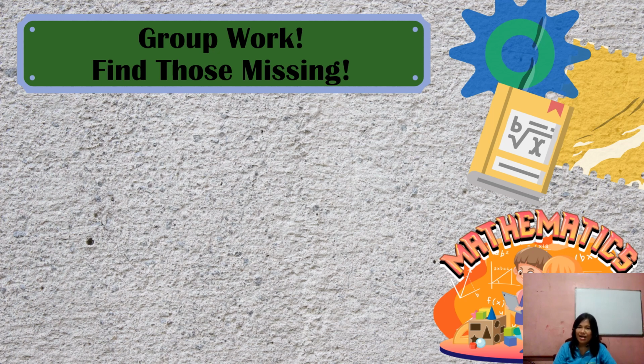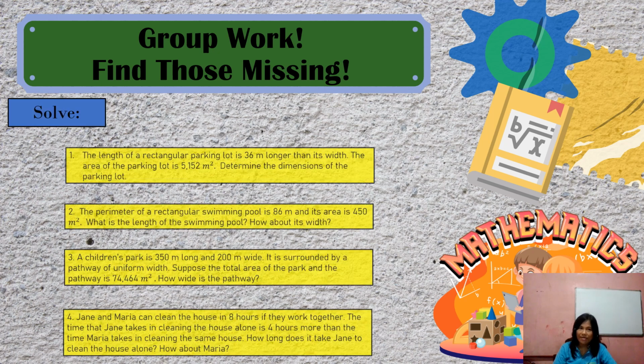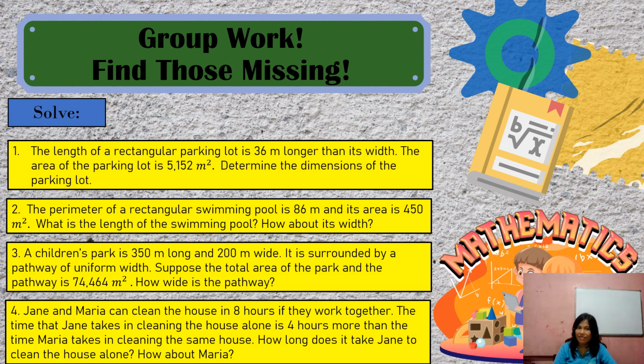Okay? The synchronous activity is group work. So find the missing values. We have 1, 2, 3, and 4 for you to work out. I hope you can answer those 4 problems correctly.